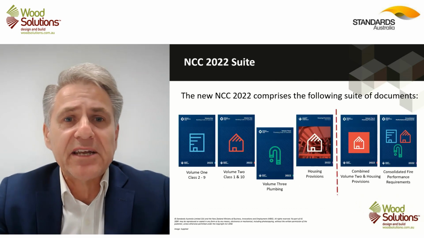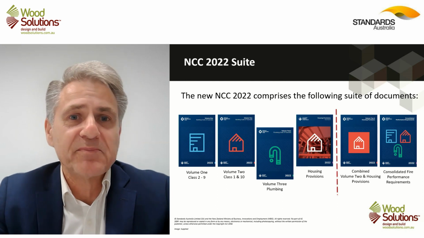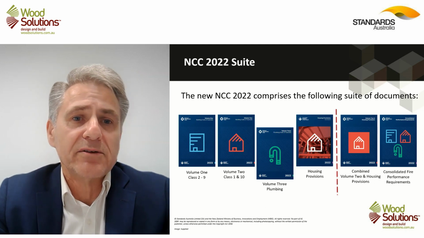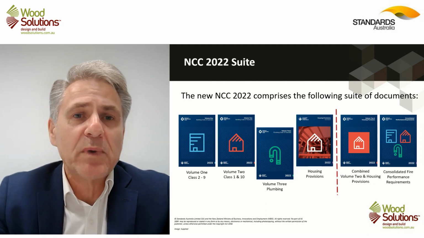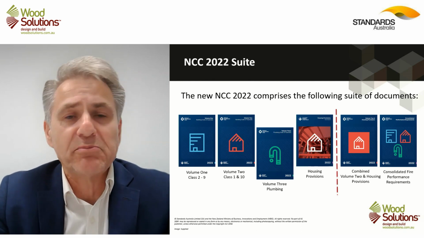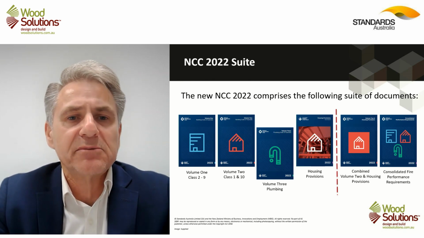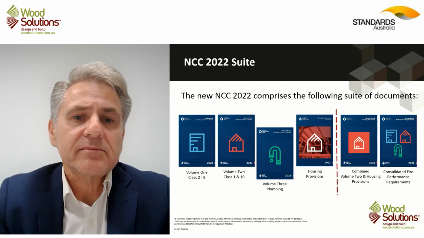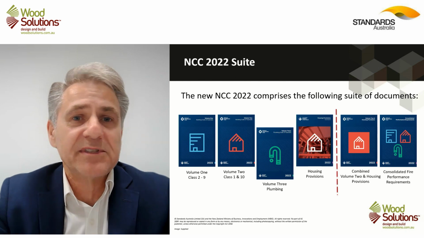So how does 1684 fit into the NCC? So the National Construction Code is made up of a series of documents. On the far left is Volume 1, which is for commercial type buildings and educational buildings. Volume 2 is for our domestic houses. Volume 3 I won't touch on.